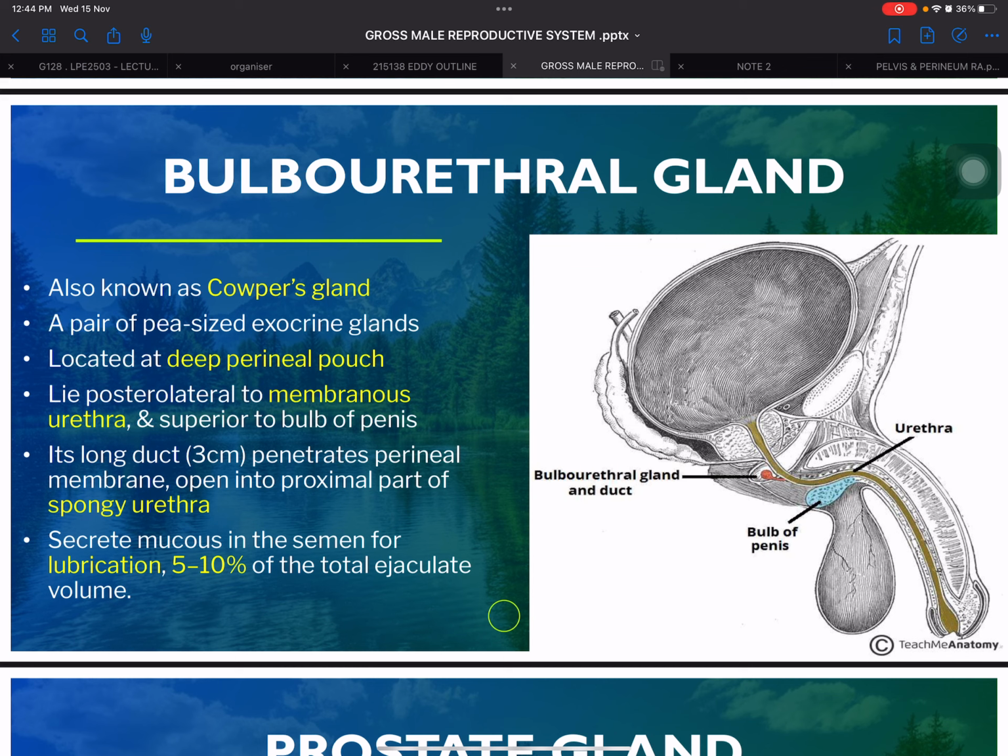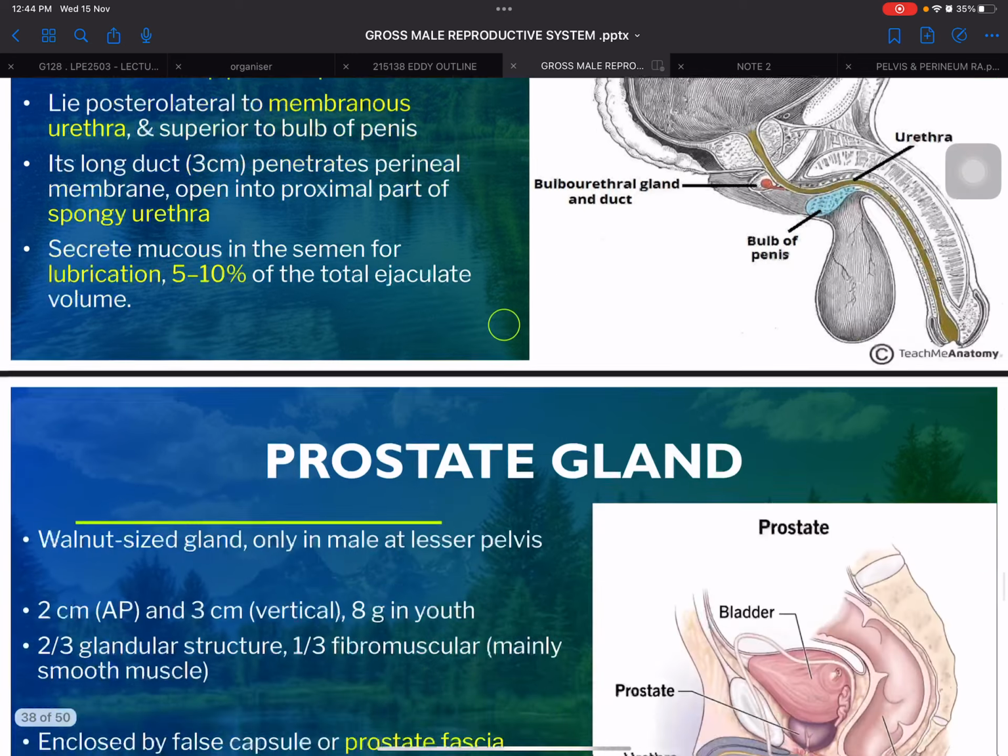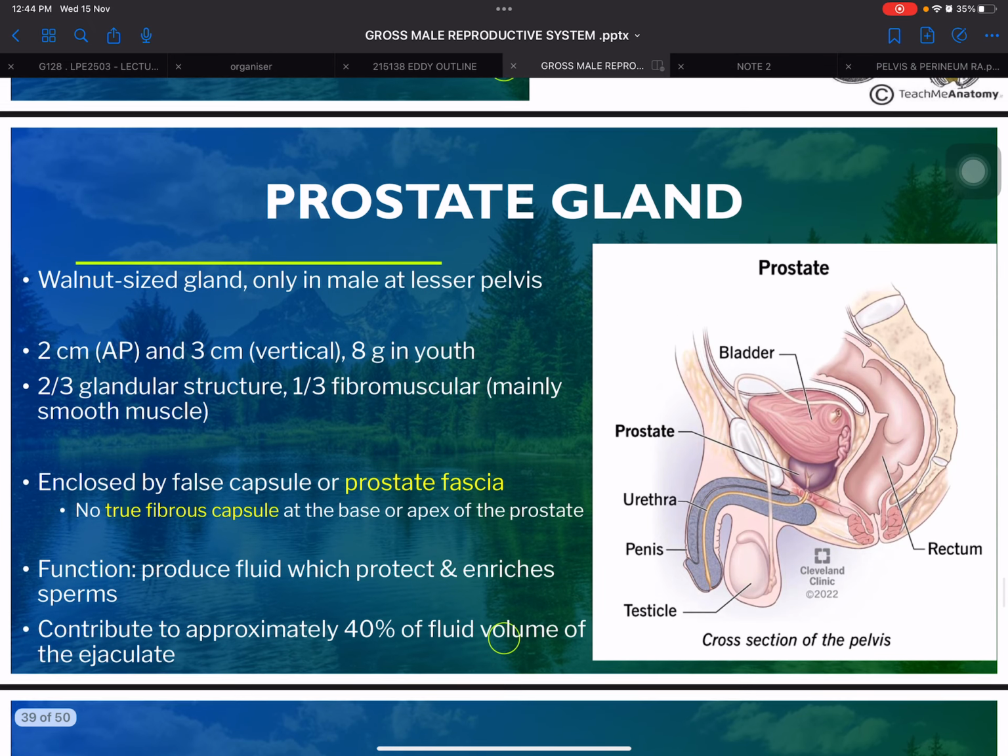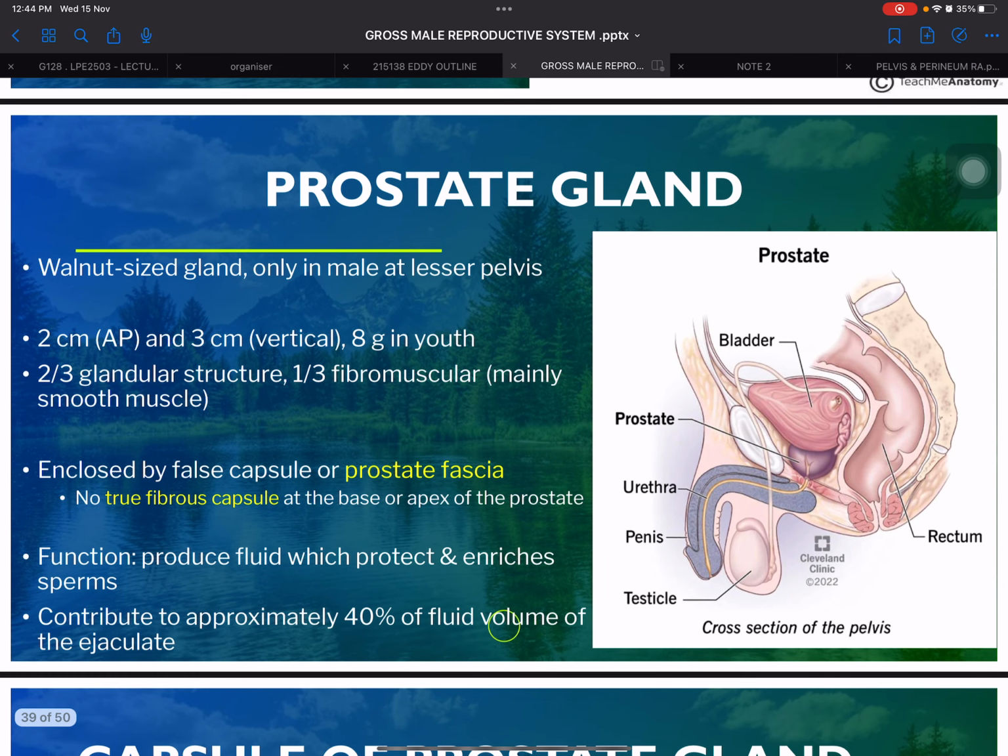Okay. Prostate gland. This is the prostate gland, a walnut-sized gland only in males, at the lesser pelvis. This is the measurement, and it is in majority comprised of glandular structure. Only 1/3 is fibromuscular, mainly smooth muscle. Enclosed by the false capsule or prostatic fascia, there's no true fibrous capsule at the base or apex of the prostate.